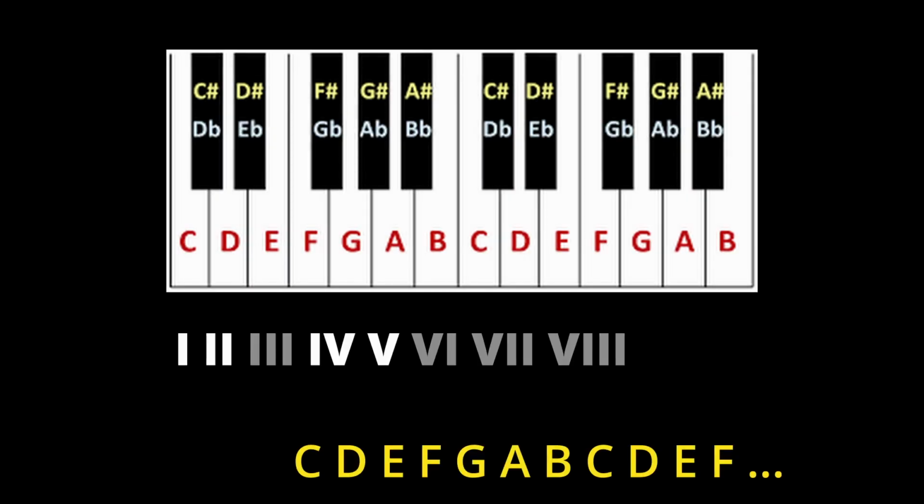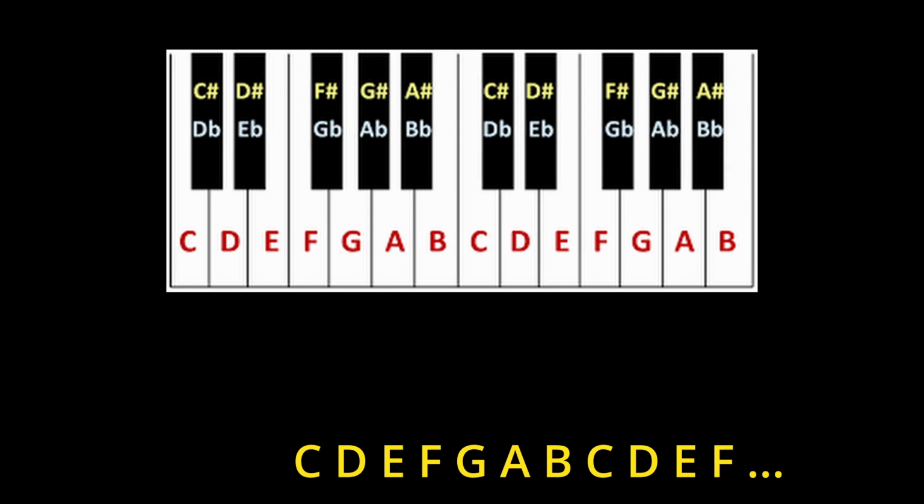Next, 1, 2, 4, 5. Let's take C major scale again. C, D, E, F, G, A, B, C, D, E. 1 is C, E, G. 2 is minor D, F, A. 4 is F, A, C. 5 is G, B, D.